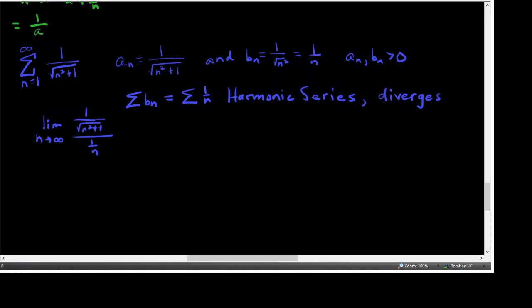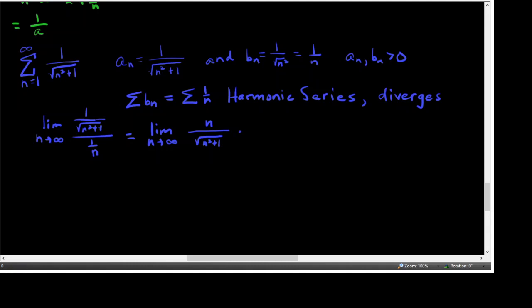Okay, so to divide fractions, and there are going to be a lot of division by fraction things, so go ahead and get used to this. To divide fractions, you multiply by the reciprocal. And so the fraction 1 over the square root of n squared plus 1, there's an invisible 1 up there I haven't written, times n over 1 will make this n over the square root of n squared plus 1.